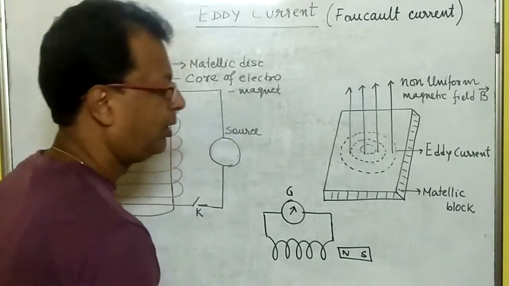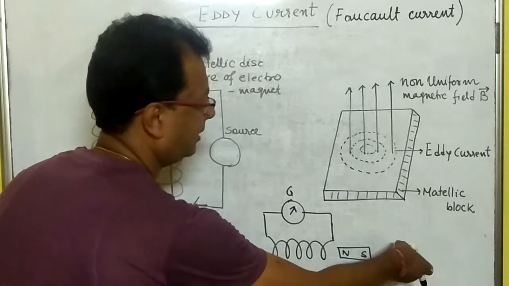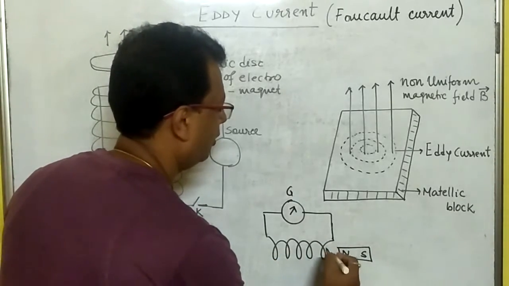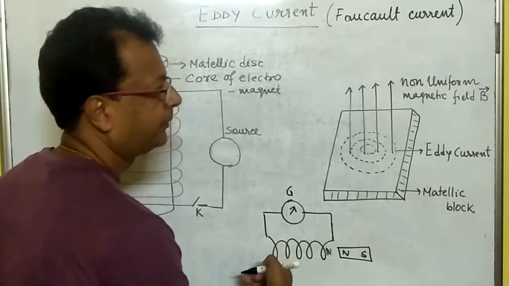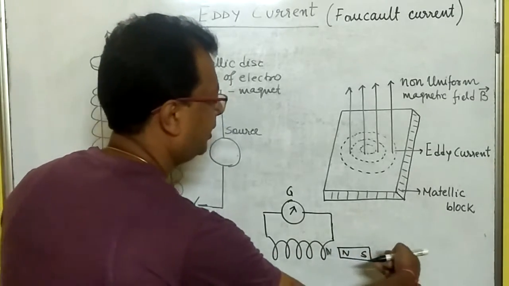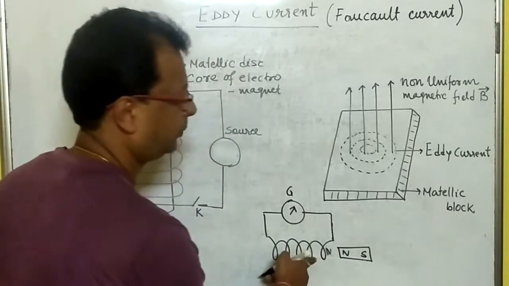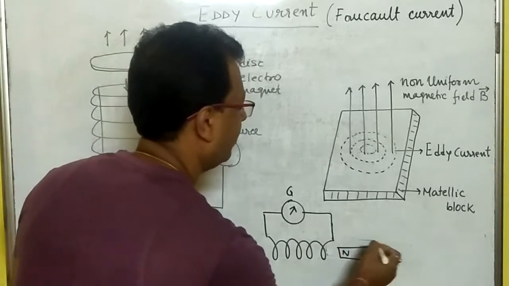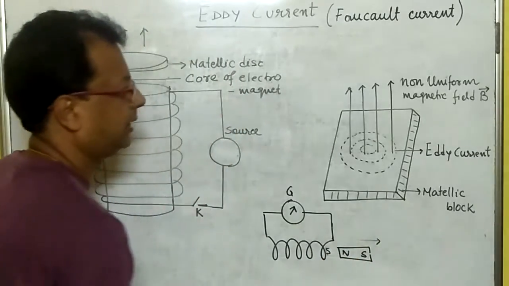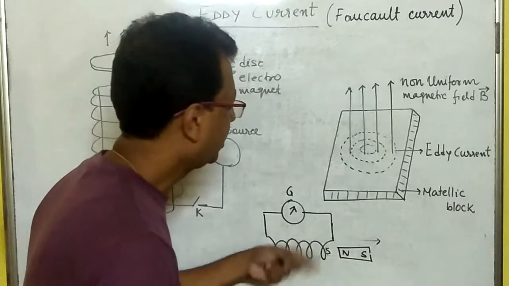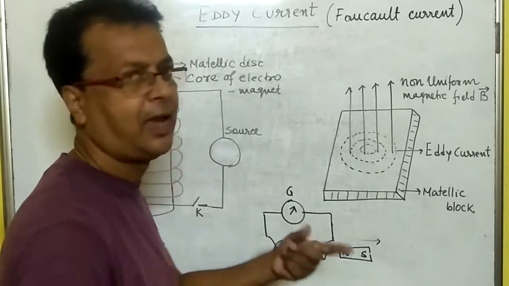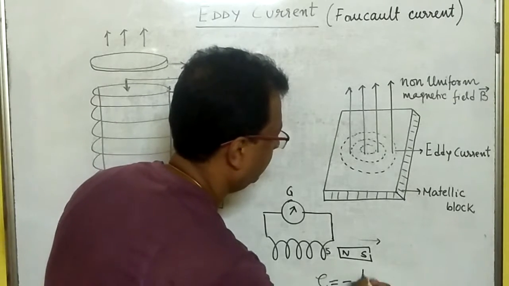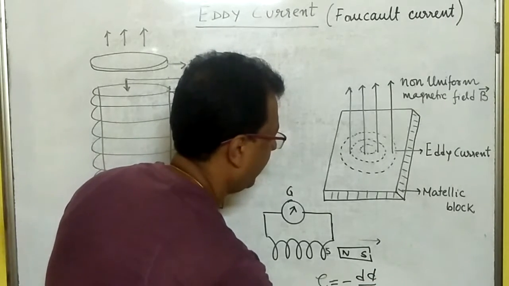Now, remember Lenz's law, what happened? When you brought the magnet towards the coil, a north pole was created in the face of the coil. When you take the magnet away from the coil, a south pole will be created. So, the direction of current in the coil is given according to Lenz's law, and the induced EMF E is equal to minus d phi by dt.